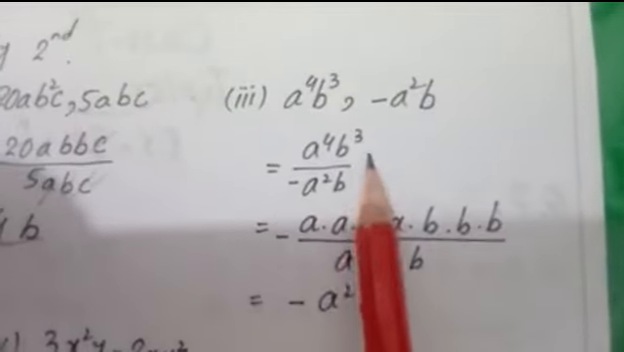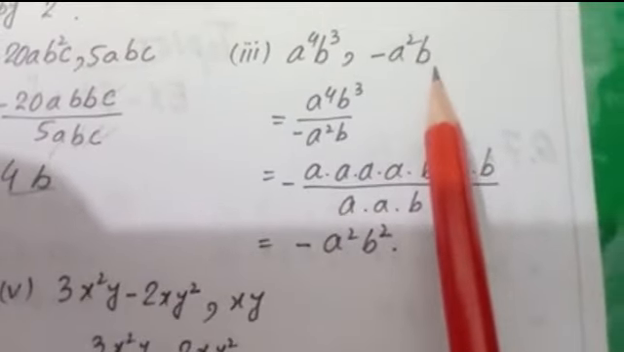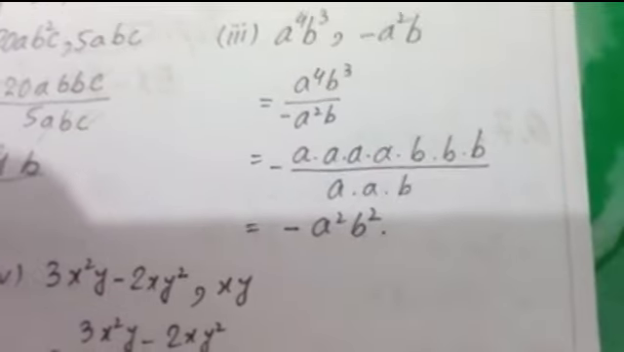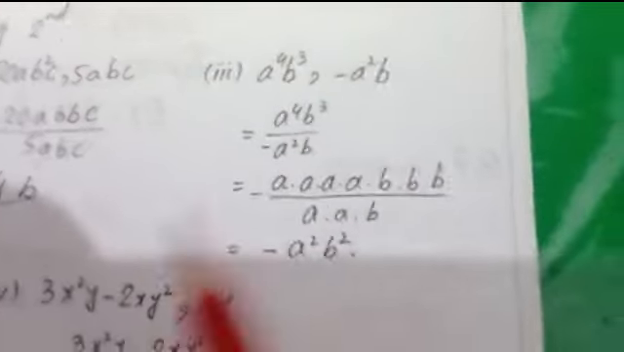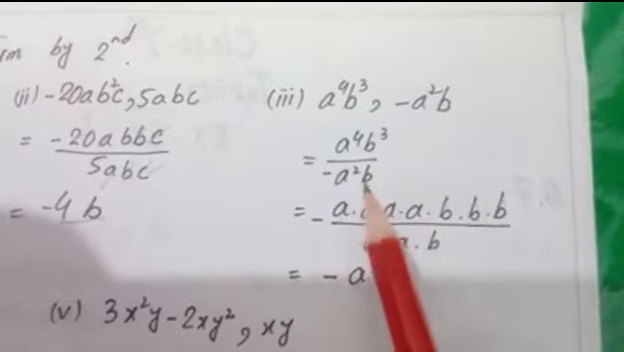Now see third part, a^4 b^3 and second term is minus a^2 b. Write these two terms in fractional form. We will write first term as numerator and second as denominator.